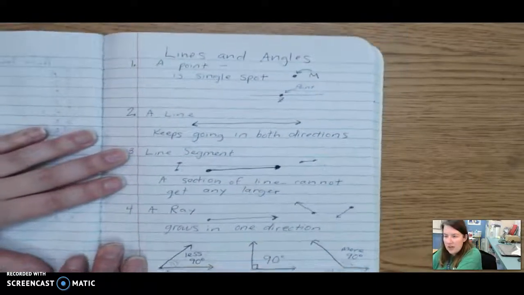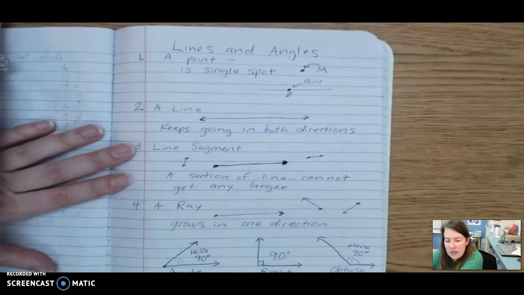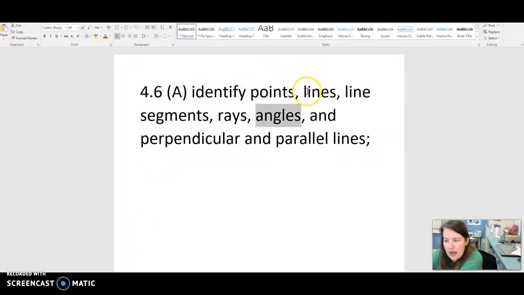So we have covered everything from our TEK here. So we have points, lines, line segments, rays, and angles. Later this week, we'll talk about perpendicular and parallel lines.